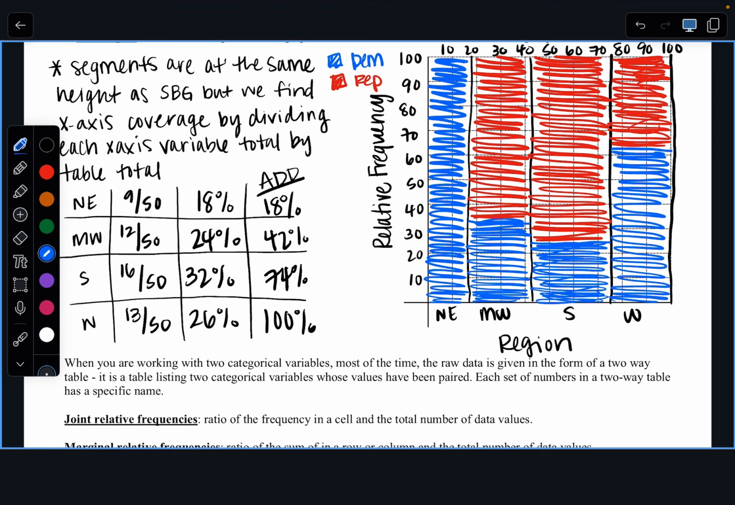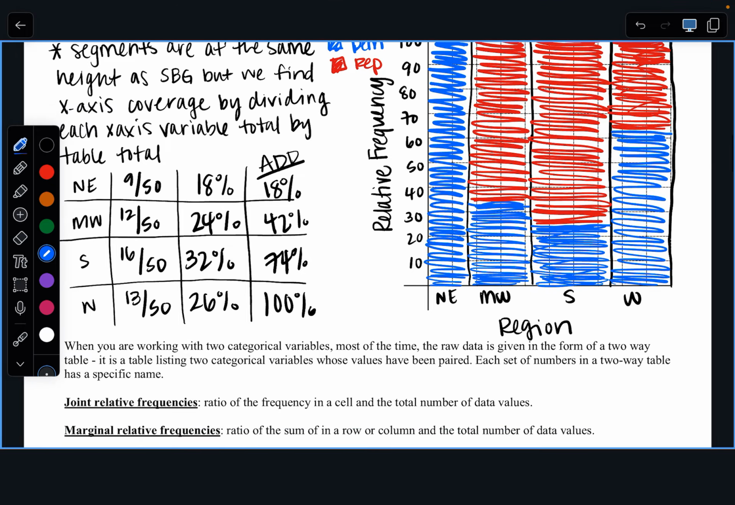They really just want the graph only. I do think the tables are sometimes helpful just so you can organize your information, but you don't have to have a table for a question like this. They just want the graph only. So if you want to do all the calculations in your calculator and transfer them over to the graph, totally fine.